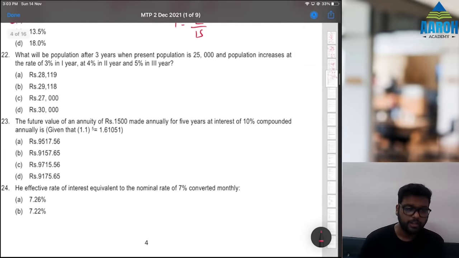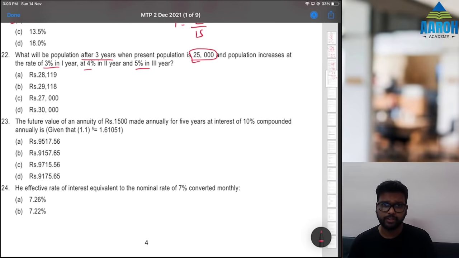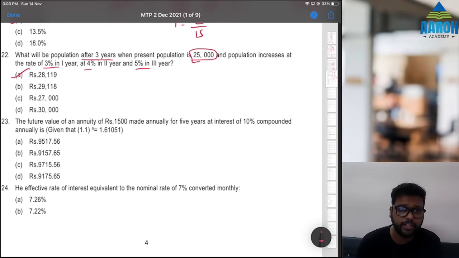Next, again simple, what will be population after 3 years when present population is 25,000, and population increases at rate of 3% in year 1, 4% in year 2, 5% in year 3. So take 25,000 calculator, plus 3% plus 4% plus 5%. That is it. A is the correct answer, 28,119.